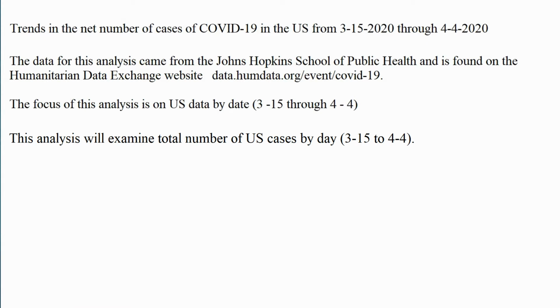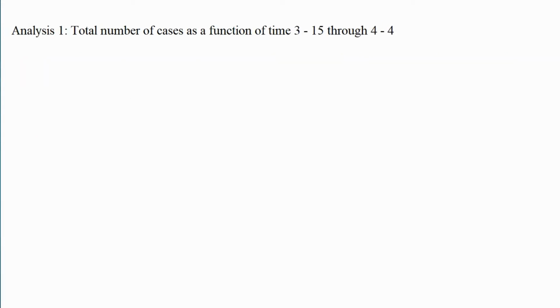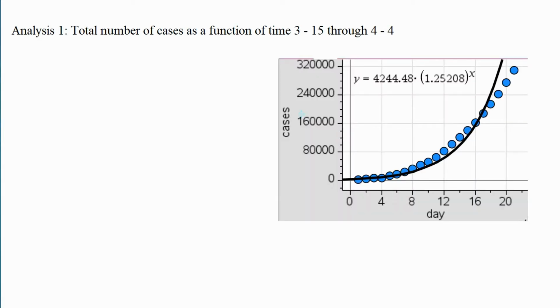In this analysis, we examine the total number of U.S. cases by day from the 15th of March through the 4th of April 2020. In this first analysis, we'll look at the total number of cases as a function of time from March 15th through April 4th. We have our trend line, our scatter plot, and our regression equation. The scatter plot, of course, is the actual data. The solid black line is the regression equation based on those data.